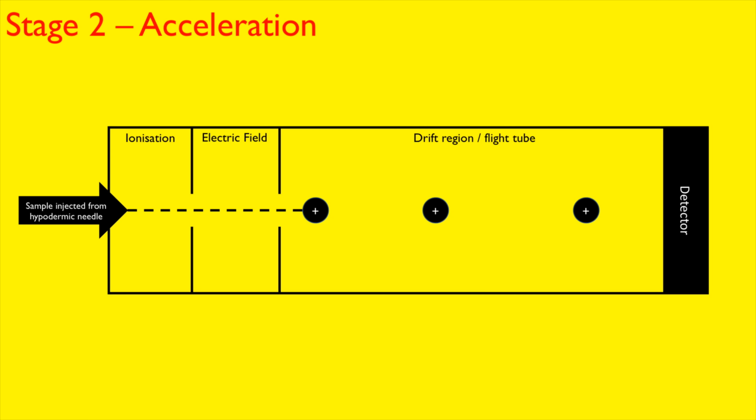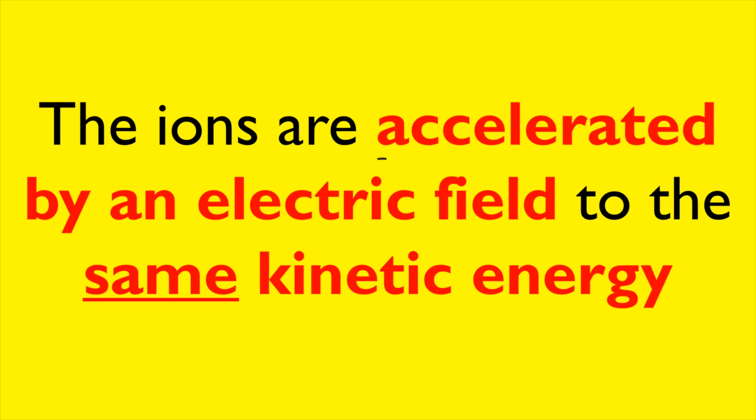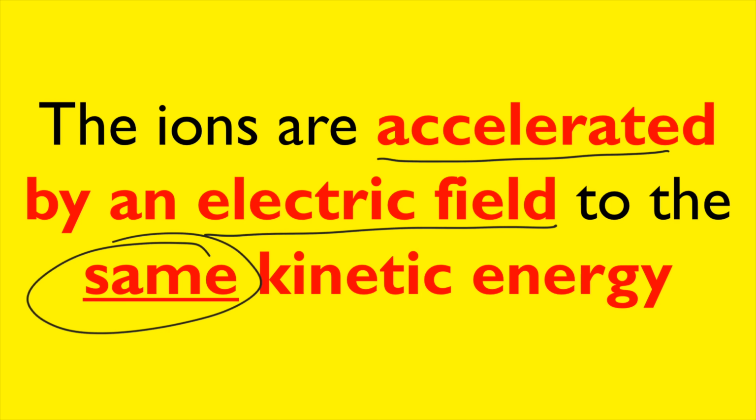Stage 2 of the time of flight mass spectrometer. So the first stage is they're ionized, so we've now got 1+ ions, either XH+ or X+. The second stage is an electric field. An electric field will accelerate the ions so that they have the same kinetic energy. Okay, so that's the key bit there. So the ions are accelerated by an electric field to the same kinetic energy.